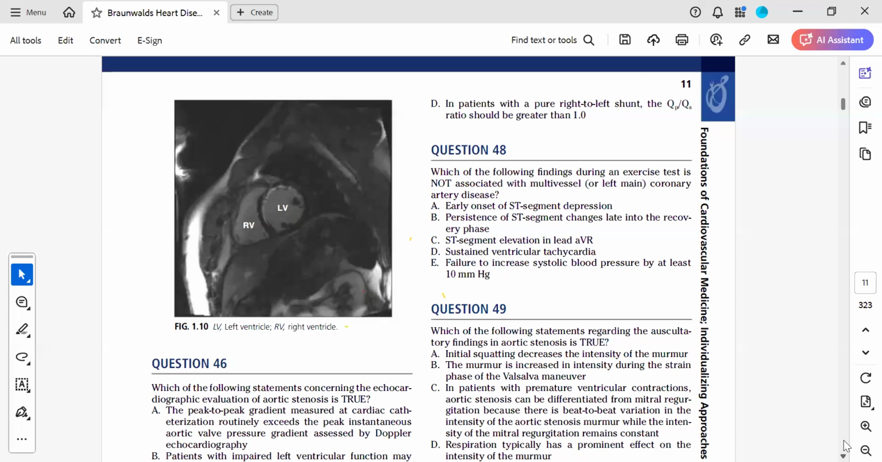Okay, so 47D. In patients with pure right to left shunt, the QP/QS should be greater than 1.0. That's 1. No. If you have a right to left shunt, I think the QP/QS will actually be very high, because the pressure on the pulmonary circulation will be very high to exceed that on the left, and then lead to a right to left shunt. So it will be as high as 2. So that option D is wrong.